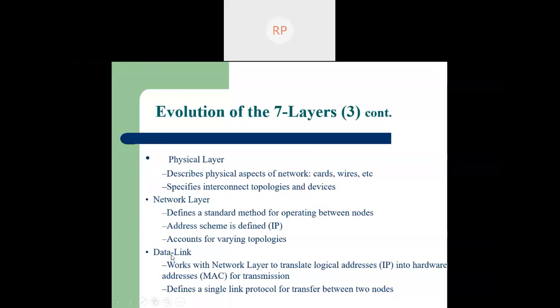The data link layer works with the network layer to translate the logical address into a hardware address, meaning logical to physical address mapping. That is the MAC address for transmission. It also defines a single line protocol for transfer between two nodes. So this is regarding the four layer model. Then next one is the 5 layer model. You have to add yet another layer.